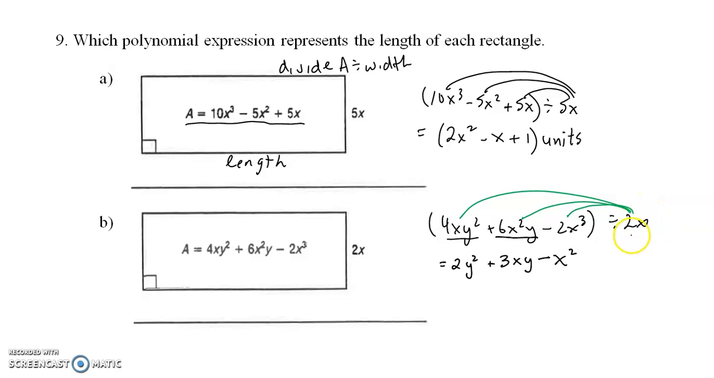You double check and you say, is 2x times 2y squared going to give me the 4xy squared? And is 2x times 3xy going to give me the 6x squared y? And same thing with the 2x times the negative x squared. So you can always check your answers to make sure they make sense at the end of it all.